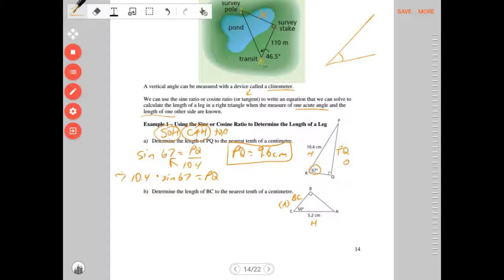Oh look, A and H is cosine, CAH. So cosine of our angle, so cosine of 50 degrees, equals the adjacent, so BC, over the hypotenuse, so 5.2. Again, that multiplies up. So BC is going to equal 5.2 times cosine of 50. When you type that in, you get 3.3 centimeters. And that's how it works. So very similar to the work we did in part 2, just now instead of the tangent ratio, we're using the sine and cosine ratios.